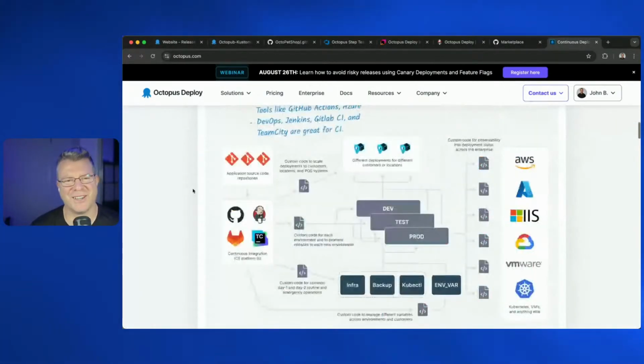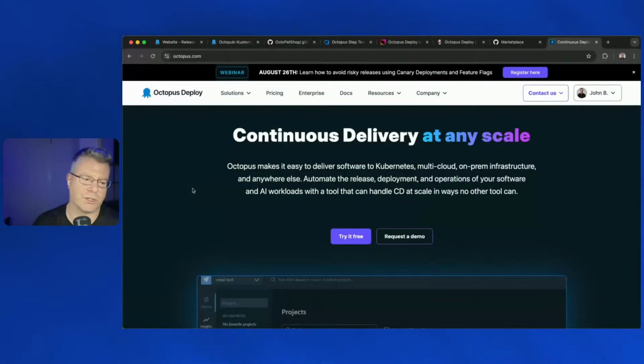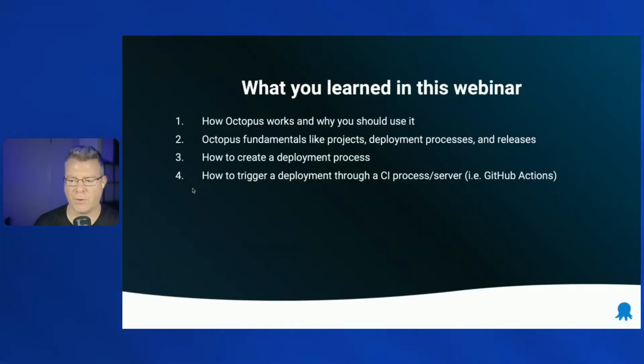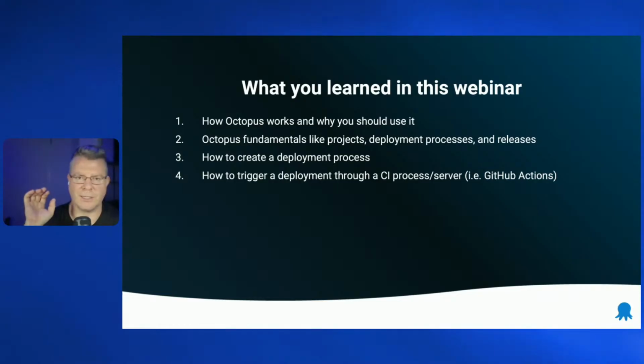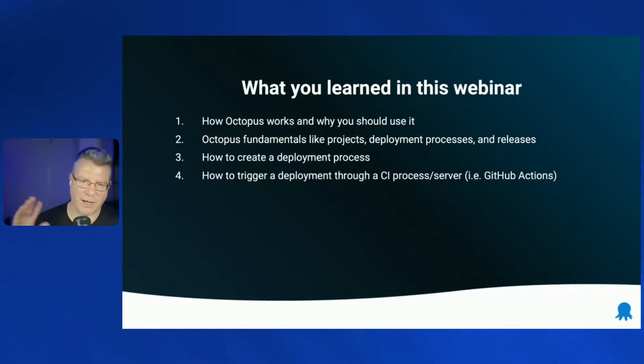And so Octopus gives you a mechanism for doing that, and you can test this out yourself. In addition to what you saw in terms of how it works and why you should consider using Octopus, we also talked a little bit about some of the fundamentals. So we touched very, very briefly on things like runbooks, projects, deployment processes. We talked a little bit about environments. You define those, of course. And we talked a little bit about releases.